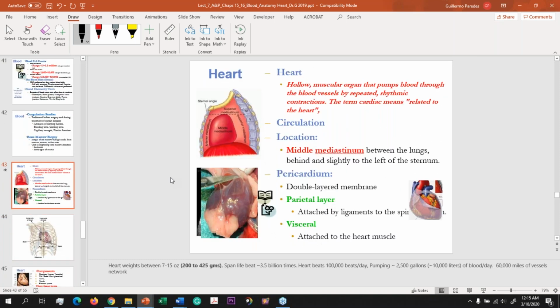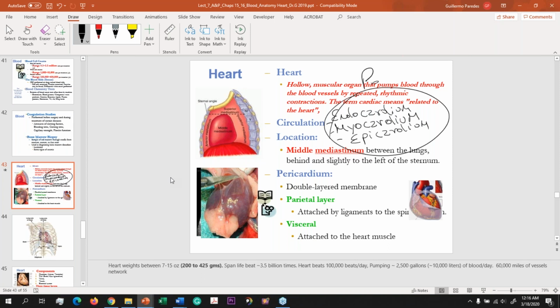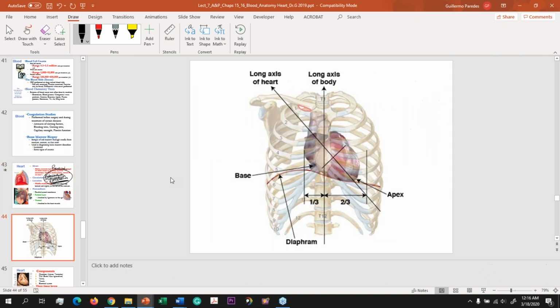The heart. Talking about the heart, we have the 3 layers of the heart. We have the endocardium, the myocardium that is given blood supply by the coronary arteries, and the epicardium. Don't get confused with the pericardium. The pericardium is this layer. Can you see this membrane? This is a double layer membrane, visceral and parietal layer. That is the pericardium, and it is surrounding the heart. The epicardium is the outer layer of the heart, the endocardium the inner layer, and the myocardium the middle layer.